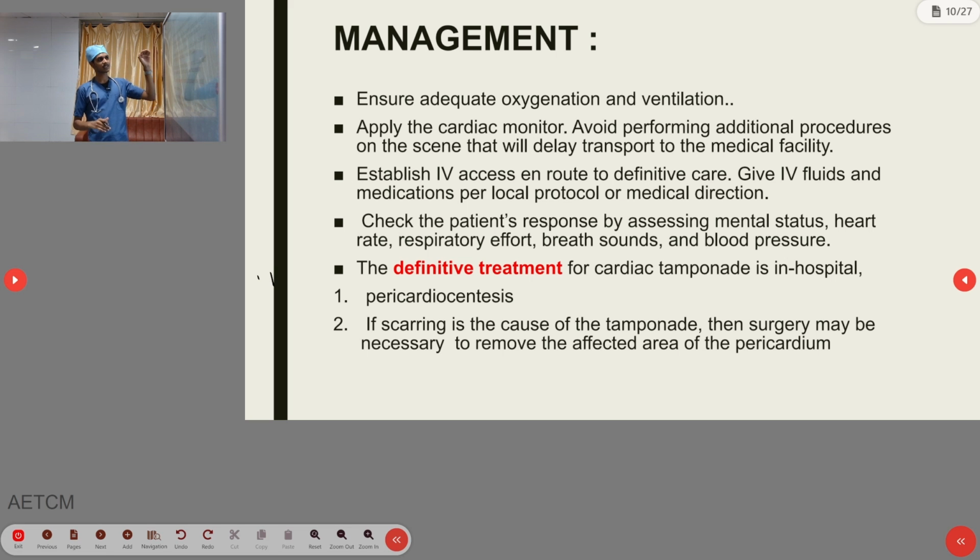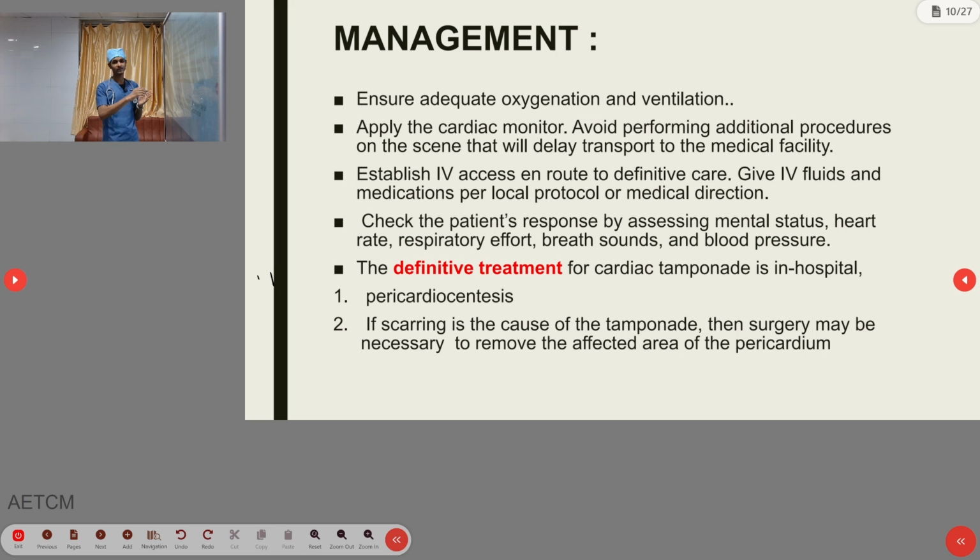In the pre-hospital setting, what can we do? We have to do the same thing as in our assessment and management part. We have to do the size-up and assess the mental status, check the primary survey, the general impression, and then go for airway, breathing, circulation, disability, exposure. The same thing only. We have to provide adequate oxygenation and ventilation, place the person on a cardiac monitor and establish IV access. If IV fluid permits, based on online medical direction, we can go for IV fluids. And then frequently we have to check the mental status of the person, heart rate, respiratory rate, breath sounds. Everything vital, we have to frequently recheck.